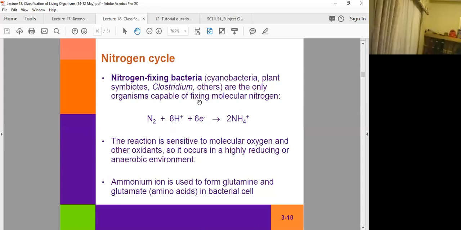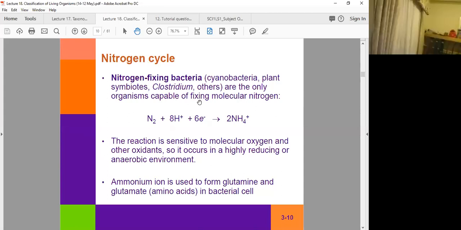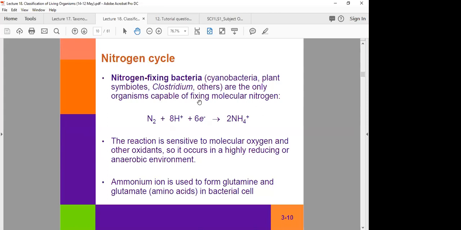So you're producing ammonium ions, which can combine with things like nitrates. So essentially, fixing nitrogen refers to the ability to take gaseous nitrogen and convert it into a state that can then be used by those organisms and by other organisms also. So let's look at the reaction here.